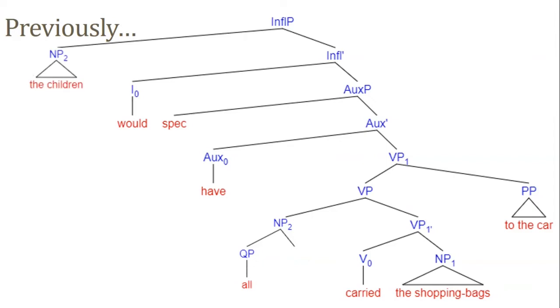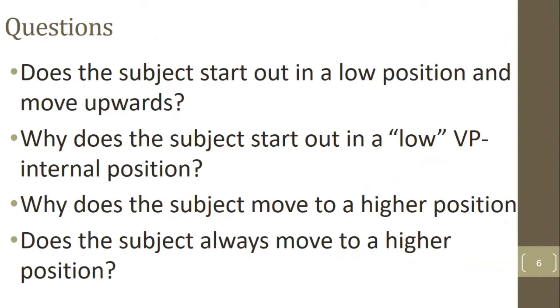Until now, we've been drawing our trees with subjects largely in the first position in the sentence. So it seems a little unintuitive that subjects somehow seem to start out in a much lower position in the sentence inside the verb phrase.